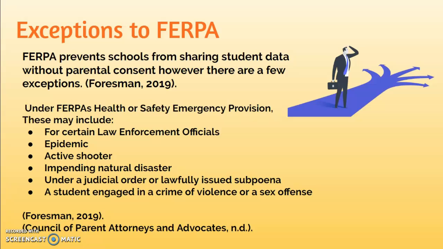Exceptions to FERPA. FERPA prevents schools from sharing student data without parental consent. However, there are a few exceptions. So under FERPA's health or safety emergency provision, these may include certain law enforcement officials, under an epidemic, an active shooter, impending natural disaster such as a tornado, or under a judicial order or lawfully issued subpoena, or a student engaged in a crime of violence or a sex offence.